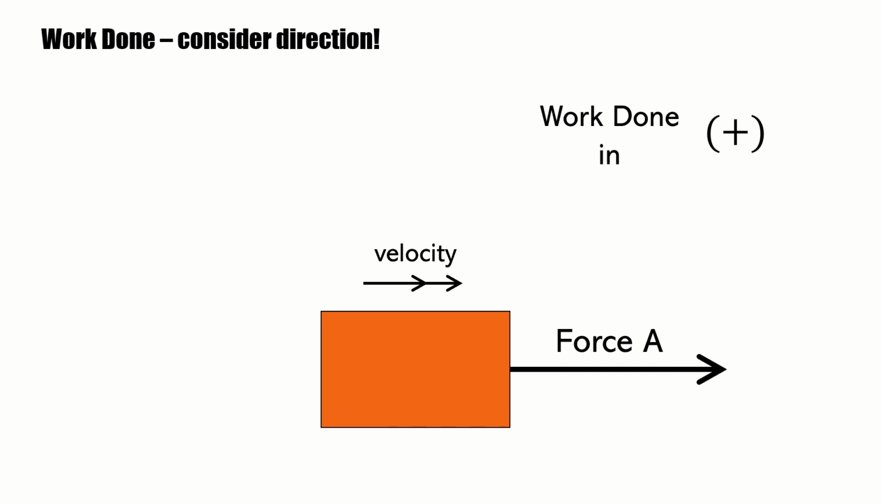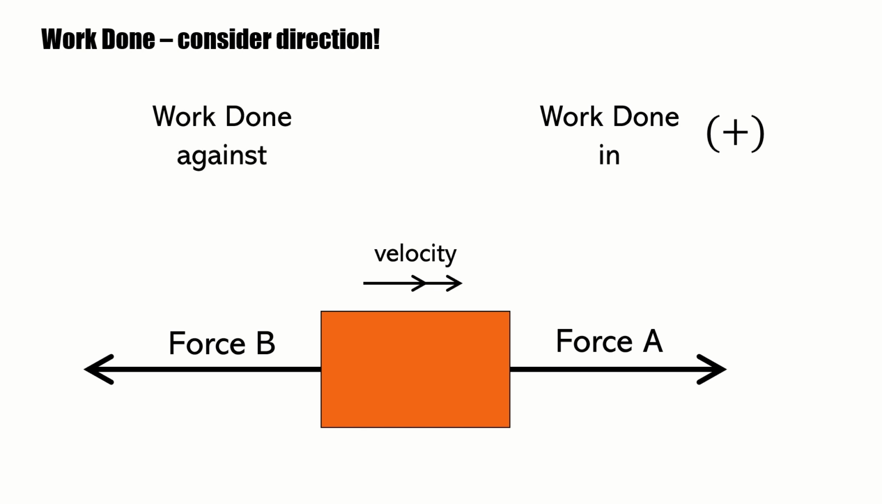Whereas if we have a force that's acting in the opposite direction to the velocity the object already had, then that would be contributing negatively to the system. So that would be work done against the object, and therefore it would be taken away from the energy we had before.